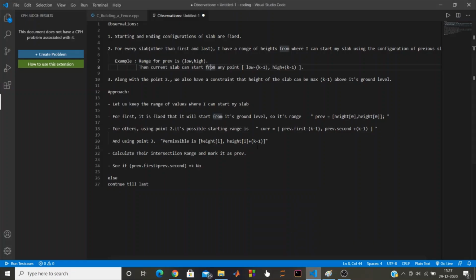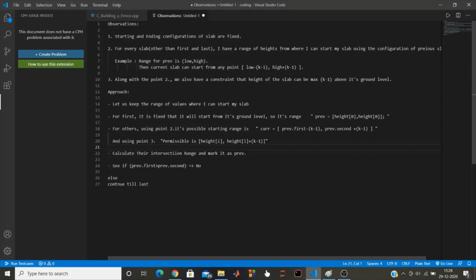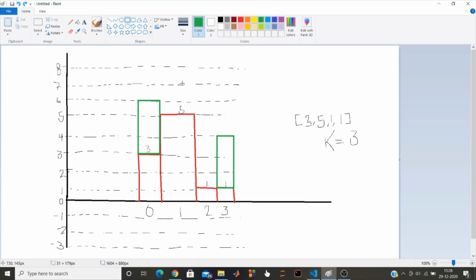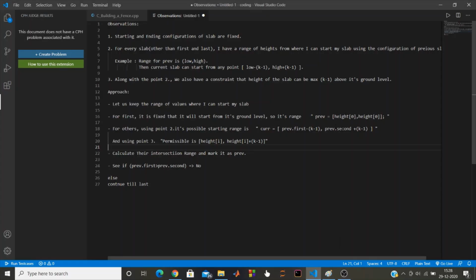Okay, so as I said, for the first one the range is fixed. We can mark it as height of 0 comma height of 0, which in this case is 3 comma 3. And for the other possible values, using point 2, I know the possible range can be from previous minus k minus 1 to previous plus k minus 1. Previous dot second is the maximum, previous dot first is the minimum.